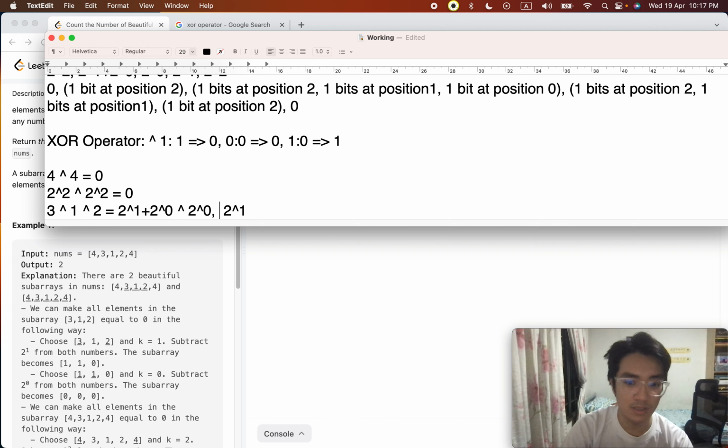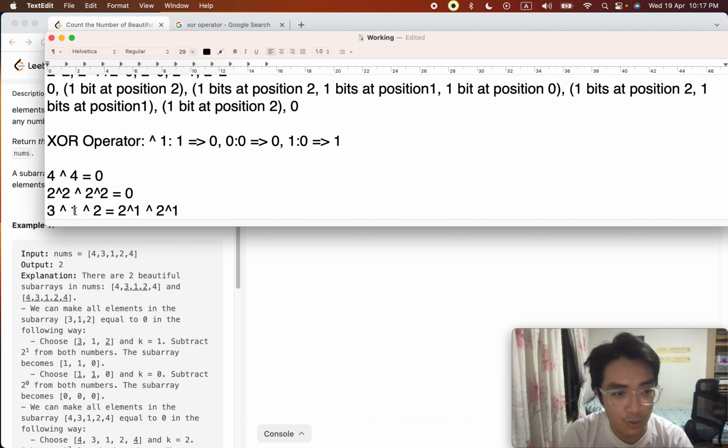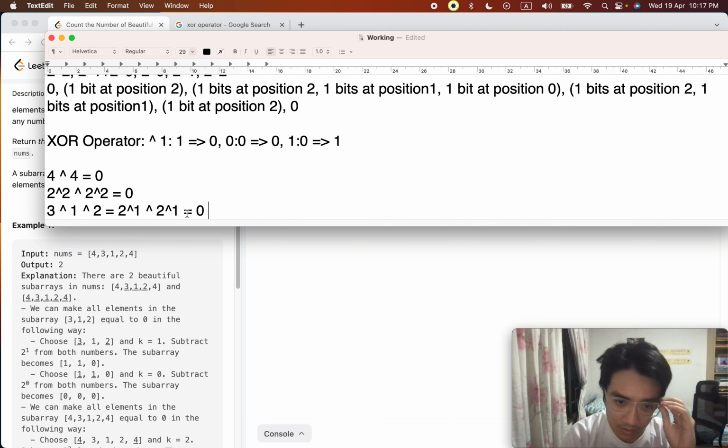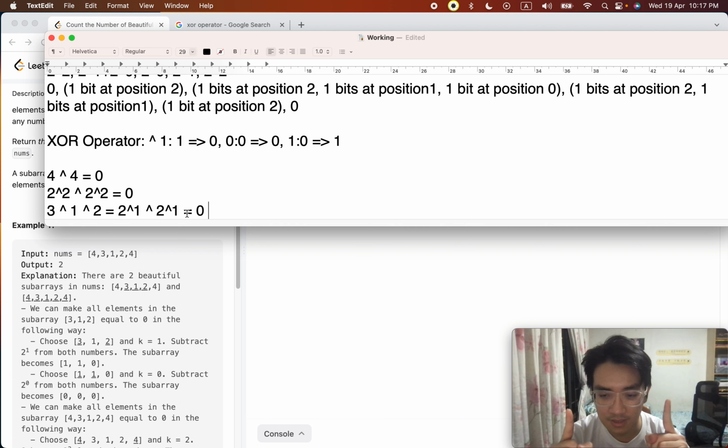I know it may look a bit confusing because we're using power and XOR. So what we're going to do is reduce this, and reduce this to 0. So this one becomes like this, right? After 3 1 XOR, it's basically 2, and then after that 2 XOR 2 will become 0, right? So that's basically why. So as long as the beautiful subarray is given and XORs to 0, then it will be 0 at the end.